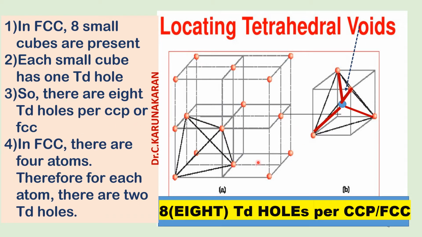In FCC there are 4 atoms from the corners and face centers. Therefore, there are 4 atoms in the FCC. Now, there are 8 tetrahedral holes. Therefore, for each atom in the FCC, there are 2 tetrahedral holes. This is commonly asked.